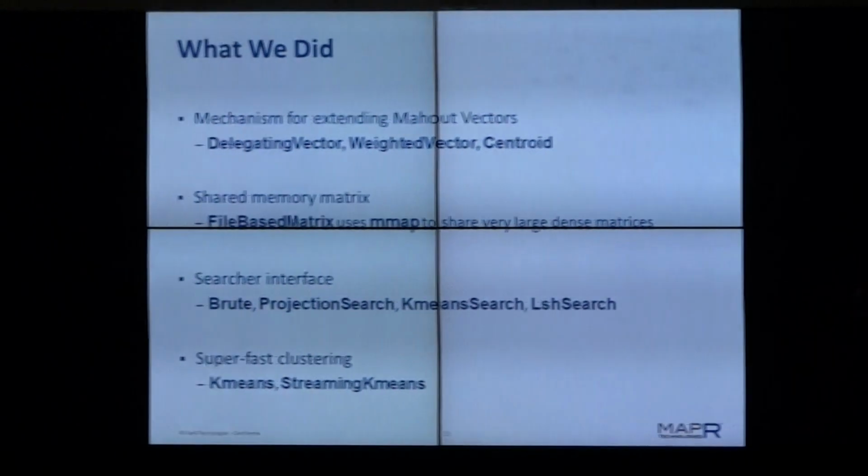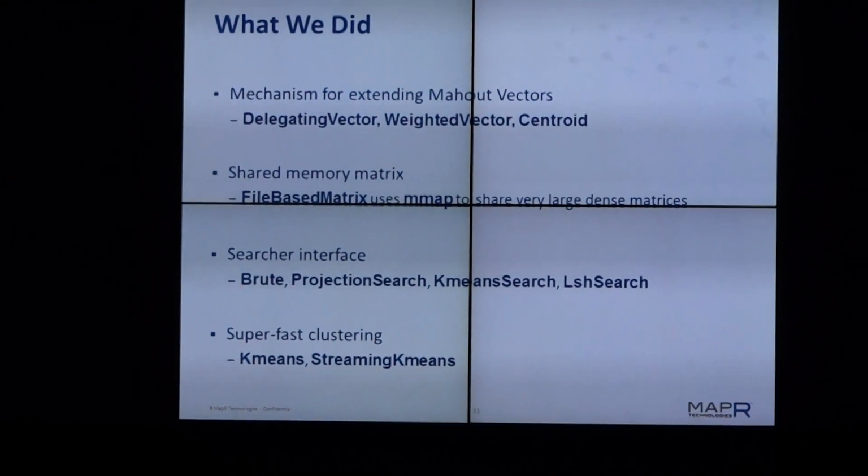We also built a matrix implementation based on shared memory, which is cool to do in Java.